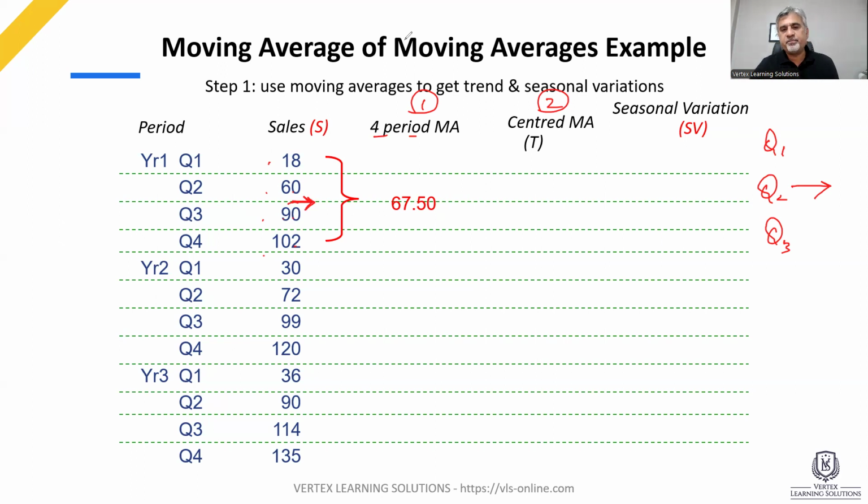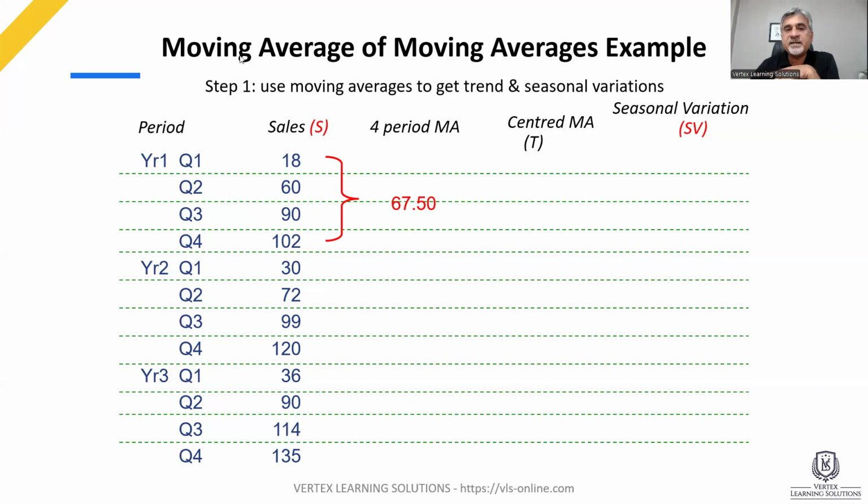So this is the 4 period, 4 quarters moving average, 67.50, which comes in the middle of these 2 points, 60 and 90, between the second and third quarter. Then you calculate the next one.